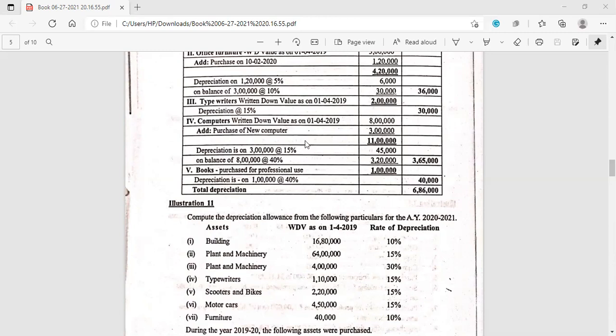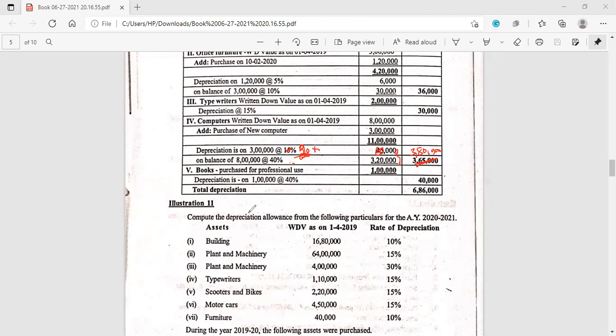Now here on 3 lakh, that is additions made during the year, 20% of the normal rate. So 40% is the rate, so out of that 20% we have to calculate. So 20% of 3 lakh means we'll be getting 60,000. Okay. And on balance at the rate of 40% only, we'll be getting 3,20,000. So total amount of depreciation will be 3,80,000.